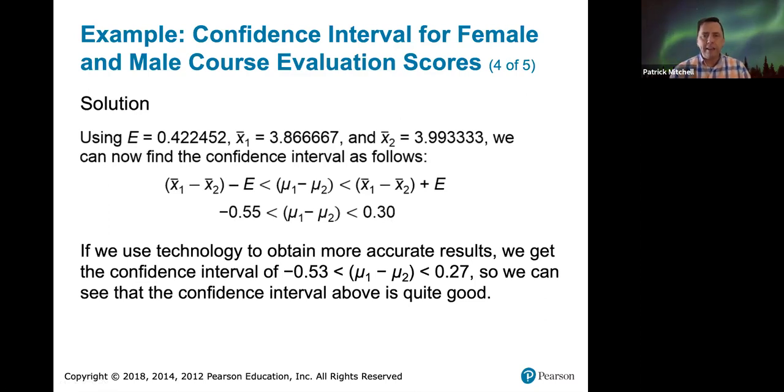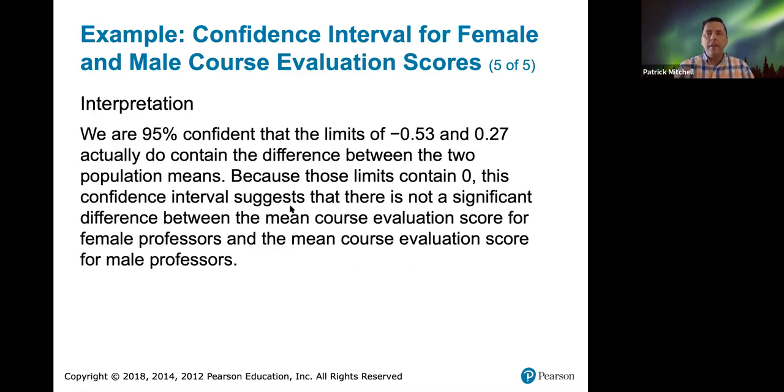Note that you would get slightly different results using technology, but it's pretty close. The important thing about this confidence interval estimate is what they say here. We are 95% confident that the limits of, now they're using the technology ones, negative 0.53 and 0.27, actually do contain the difference between the two population means. Because those limits contain 0, this confidence interval suggests that there is not a significant difference between the mean course evaluation score for female professors and for male professors.